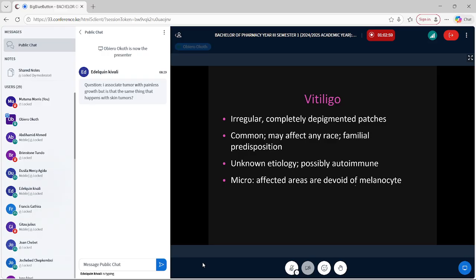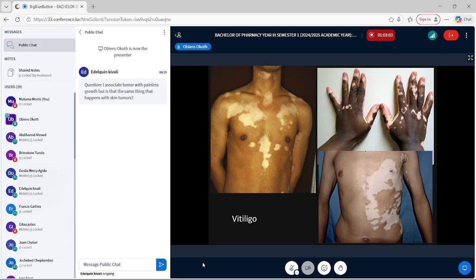Vitiligo could be segmental, meaning it's almost duplicated on both sides, normally around the fingers, around the hand, around the perioral or perigenital areas. The other is asymmetrical, meaning you are seeing it, but there's no duplicate of the image. That is very important because this one can regress. This one tends to be permanent.